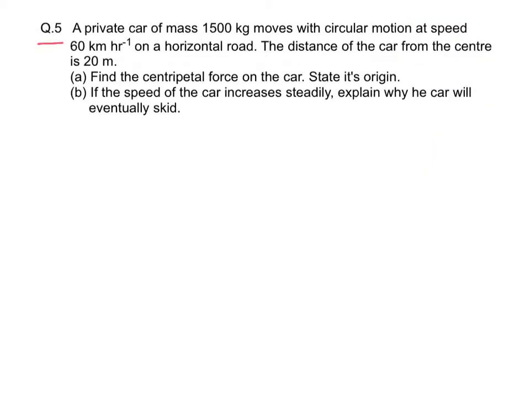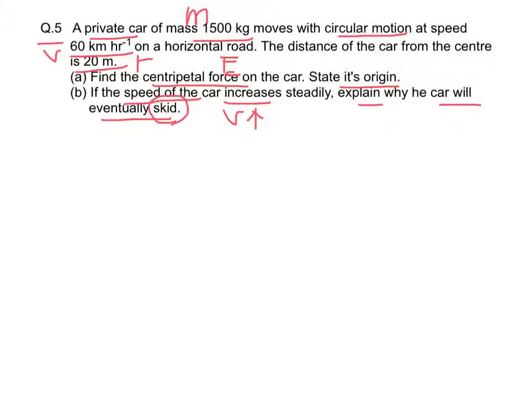Question number 5. A private car of mass 1,500 kg moves with circular motion at a speed of 60 km per hour on a horizontal road. The distance of the car from the center is 20 meters. Find the centrifugal force of the car. State its origin. Part B, if the speed of the car increases, explain why the car will eventually skid.